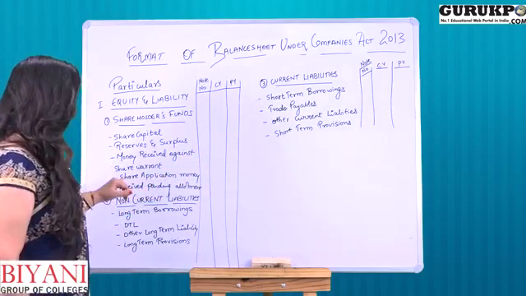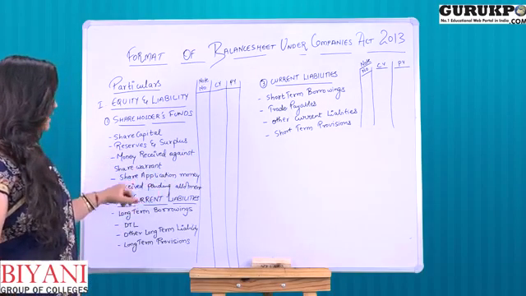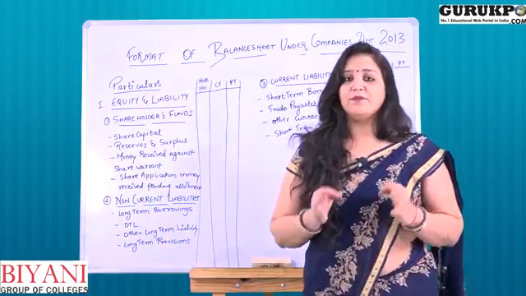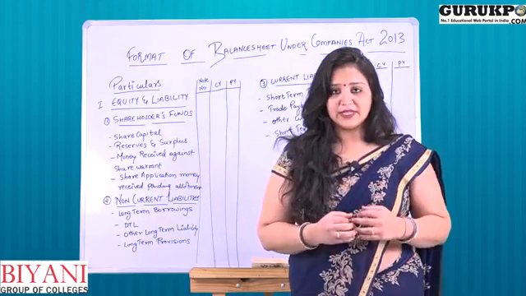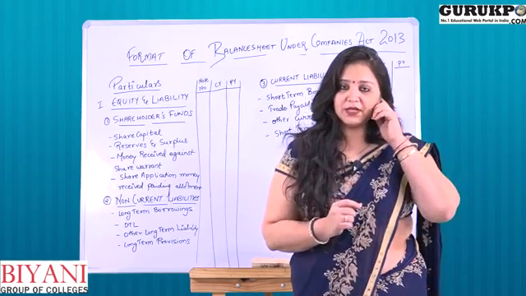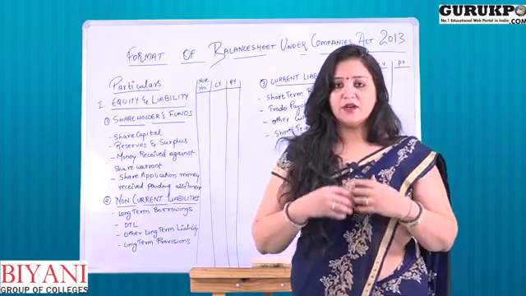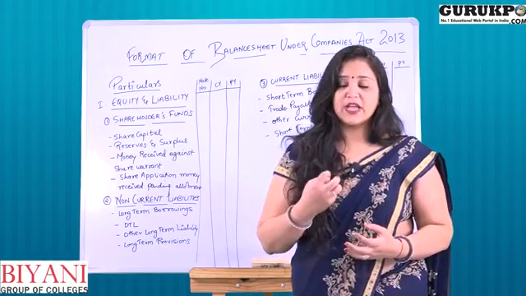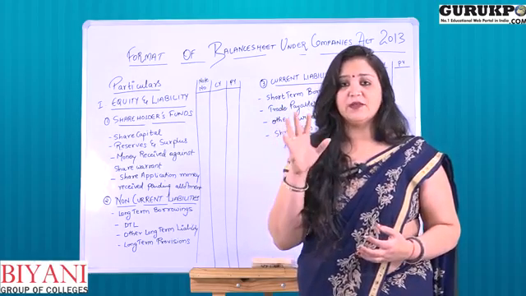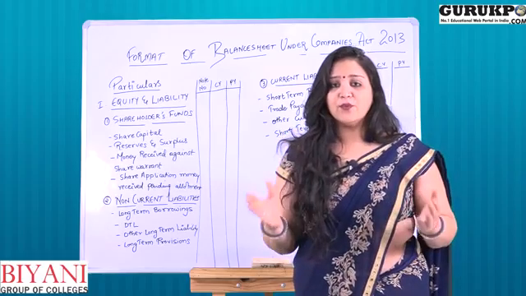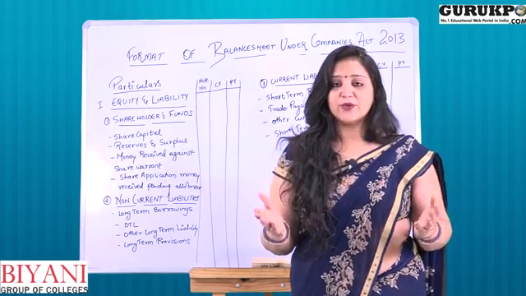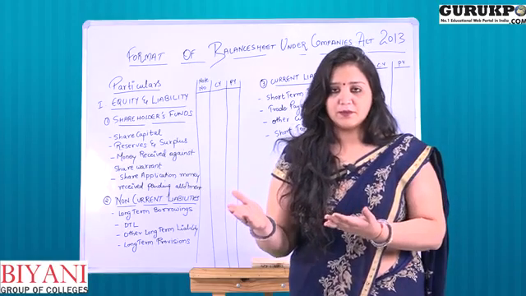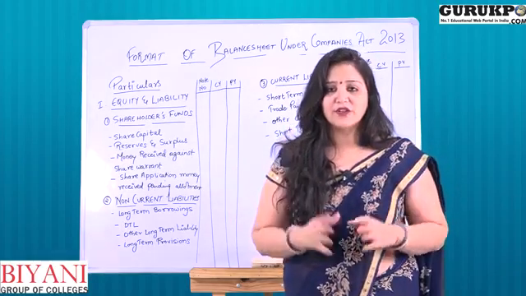Okay. Next, share application money received pending allotment. What does this mean? Share application money received pending allotment means, for example, a company has made a fresh issue. Now, the issue is made, we have announced in the primary market that I want to issue 1 lakh equity shares of ₹10 each at 20 premium. Okay. So, this is the issue which I have made.